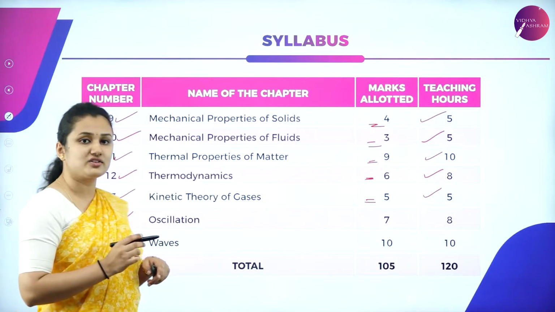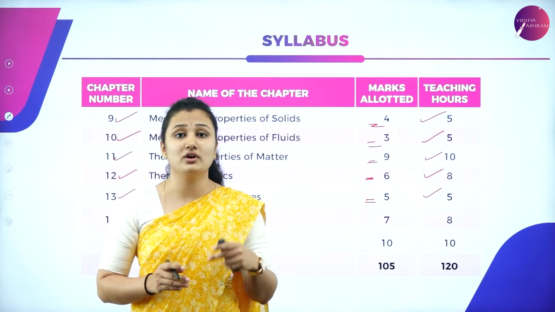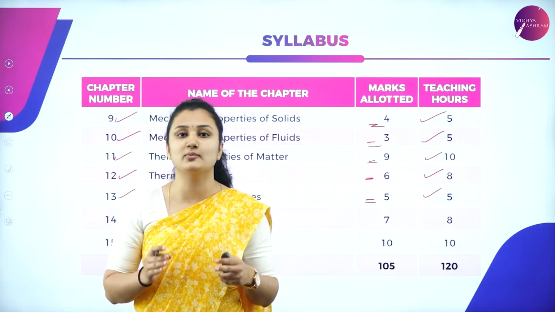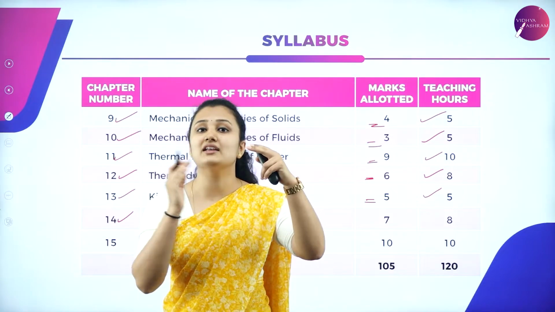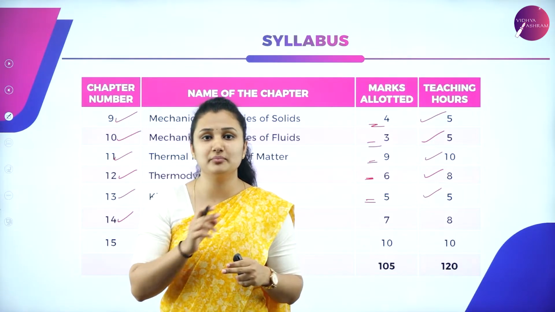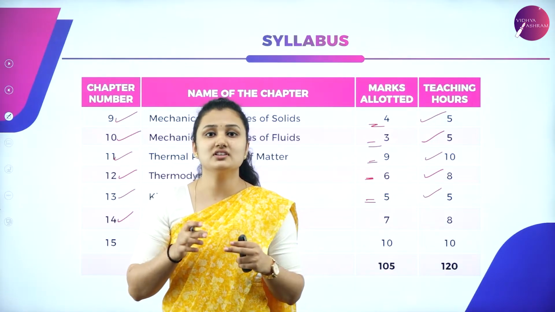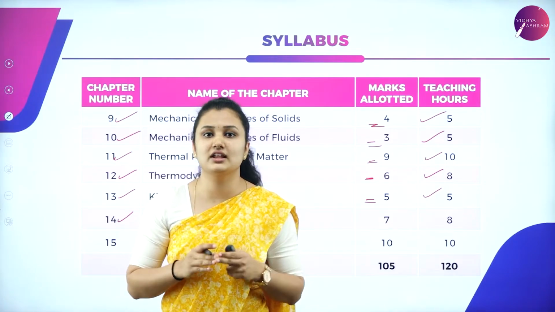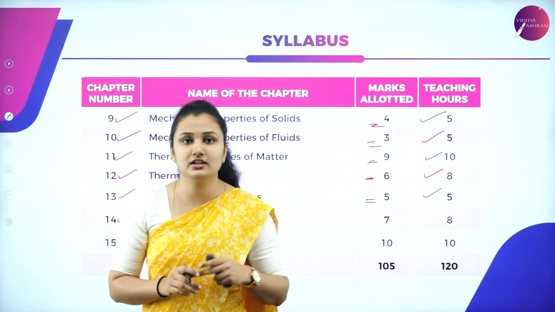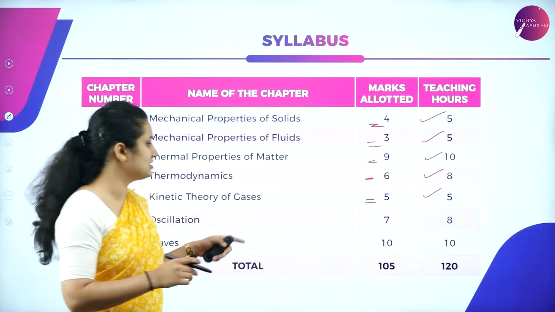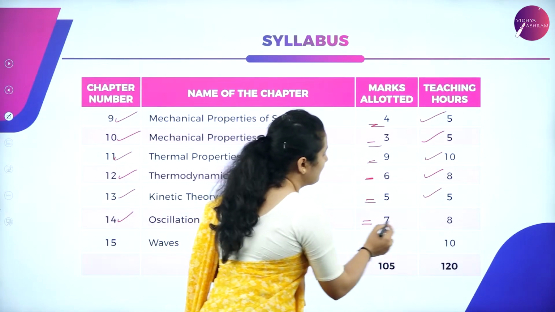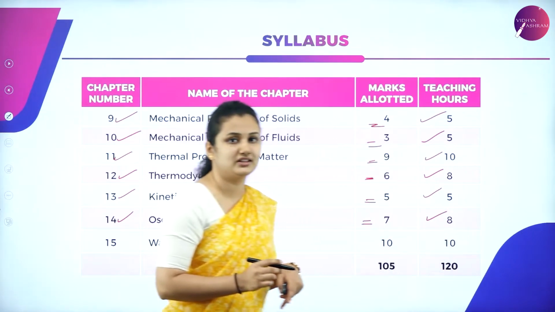The 14th chapter is oscillation. In oscillation, you learn what is oscillation, what is simple harmonic oscillation. Say for example, I have a simple pendulum. I apply some force, and the simple pendulum starts to swing. So what is the time period of its oscillation? That can be calculated in this chapter. All these kinds of problems you'll be studying under oscillations. Marks allotted is 7, and I need 8 hours to complete this chapter.